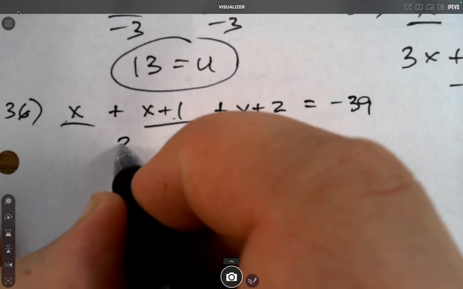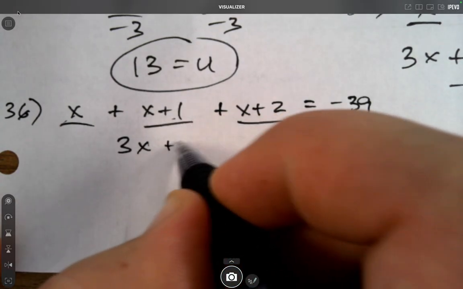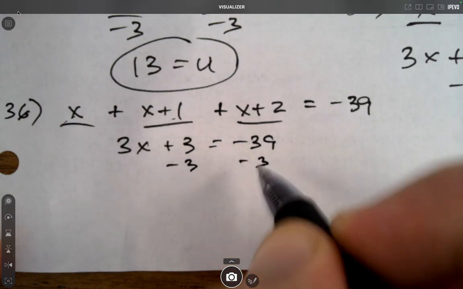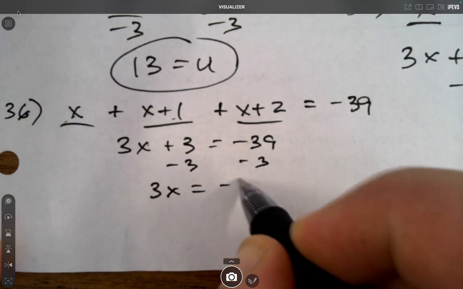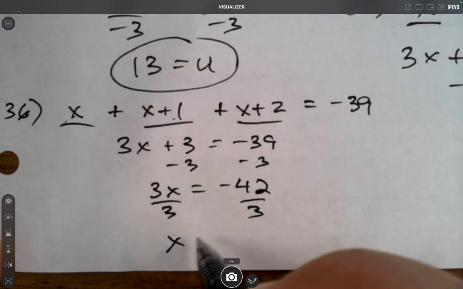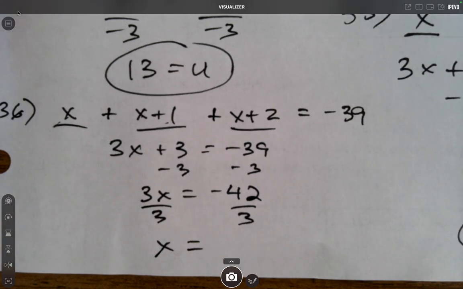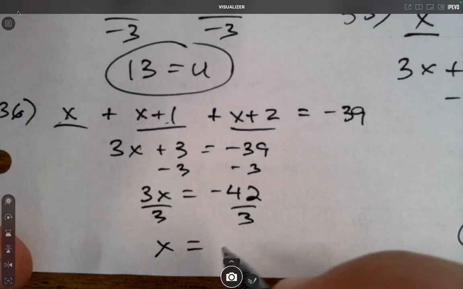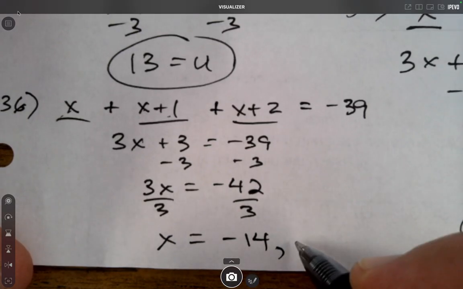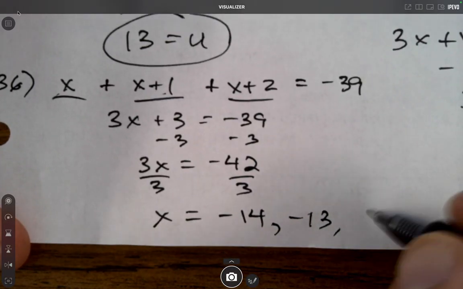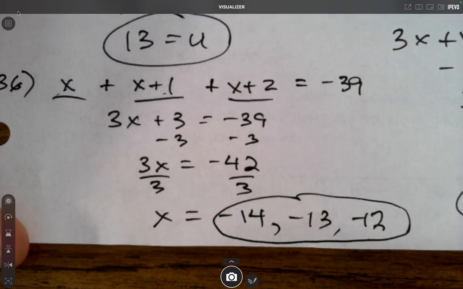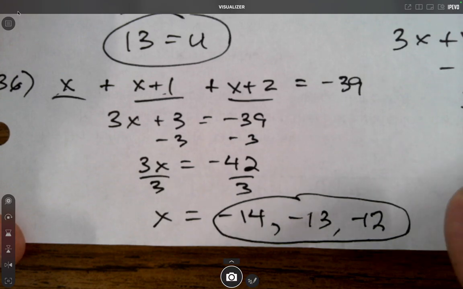So we add the x's together, that's 3 x's. 1 plus 2 is 3. We subtract 3 from both sides, we get 3x equals negative 42. We divide both sides by 3, and we get our smallest number, which is negative 14. So the next one up from that would be negative 13. The next one up from that would be negative 12. So those would be the 3 consecutive integers that add up to negative 39.